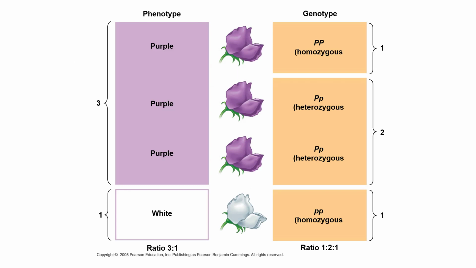Likewise, for purple flowers or white flowers, if an organism has two copies of the dominant allele, they're homozygous dominant, producing purple flowers. If they have only one copy, they can be heterozygous. If they have both copies of the non-functional allele, they're homozygous recessive.